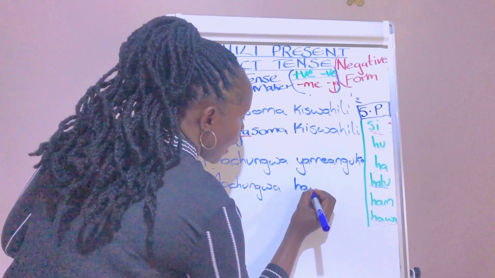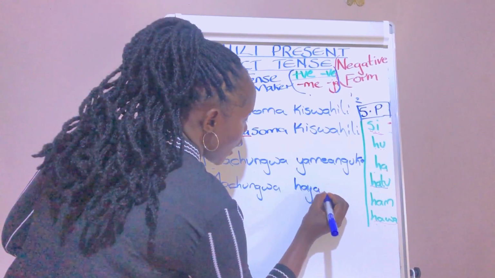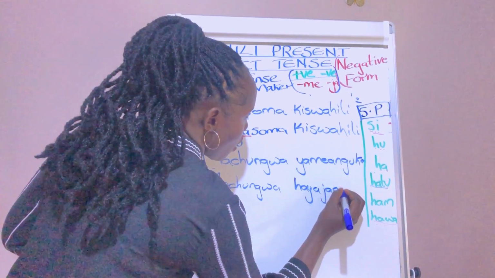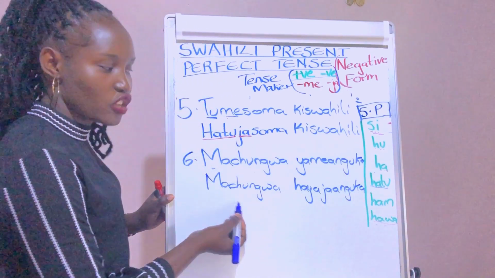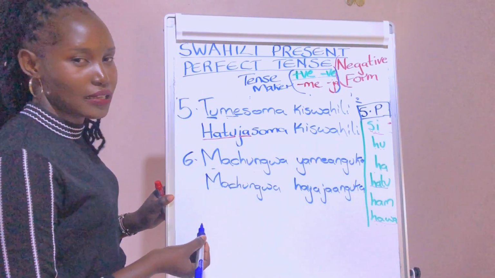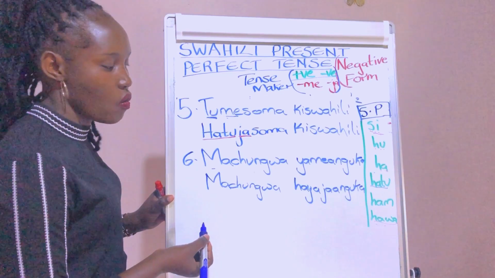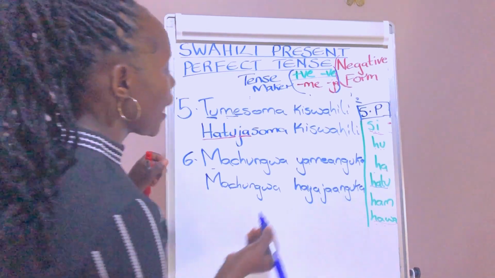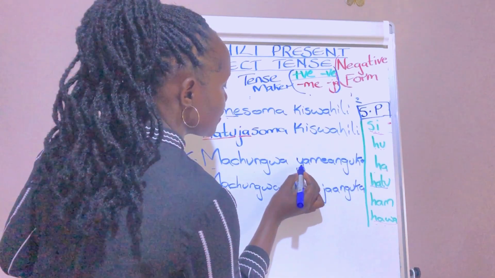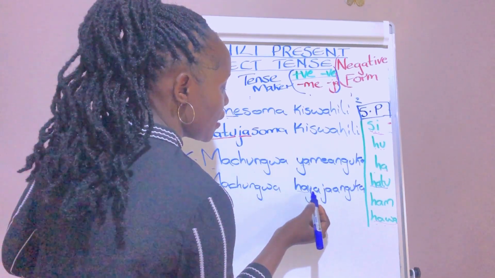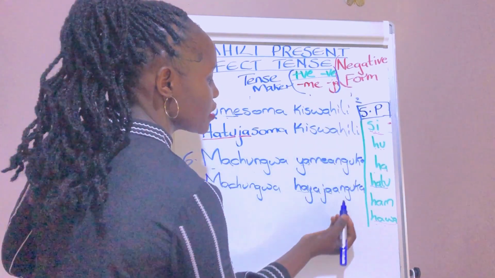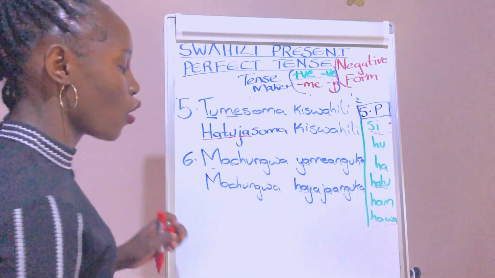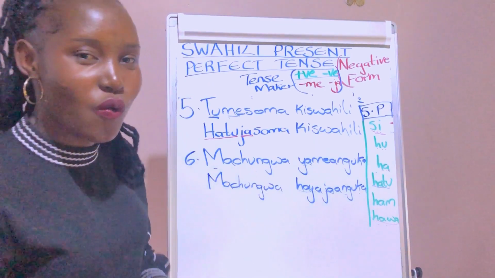Yameanguka, we shall say hayajaanguka. Machungwa hayajaanguka. Haya represents ya to make it a negative form. And then ja is our tense marker, negative form. Then anguka is the verb fall. Machungwa hayajaanguka.